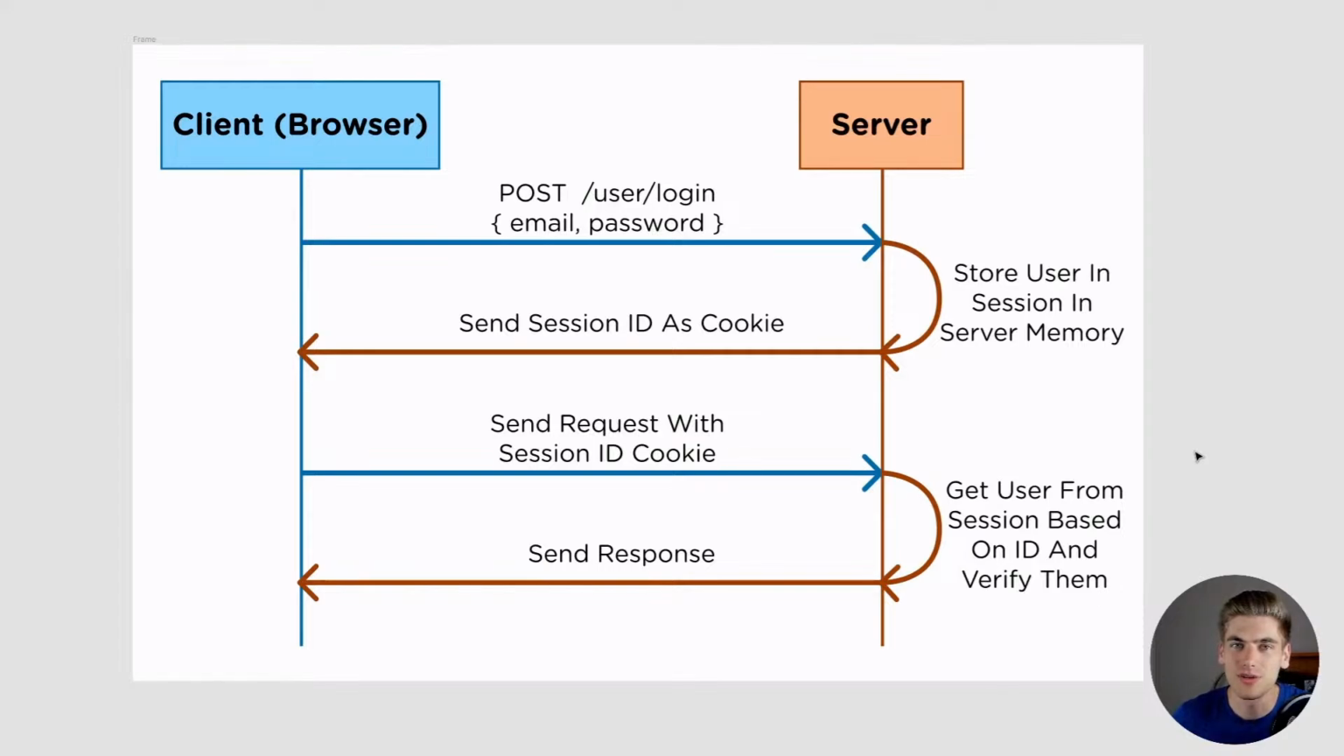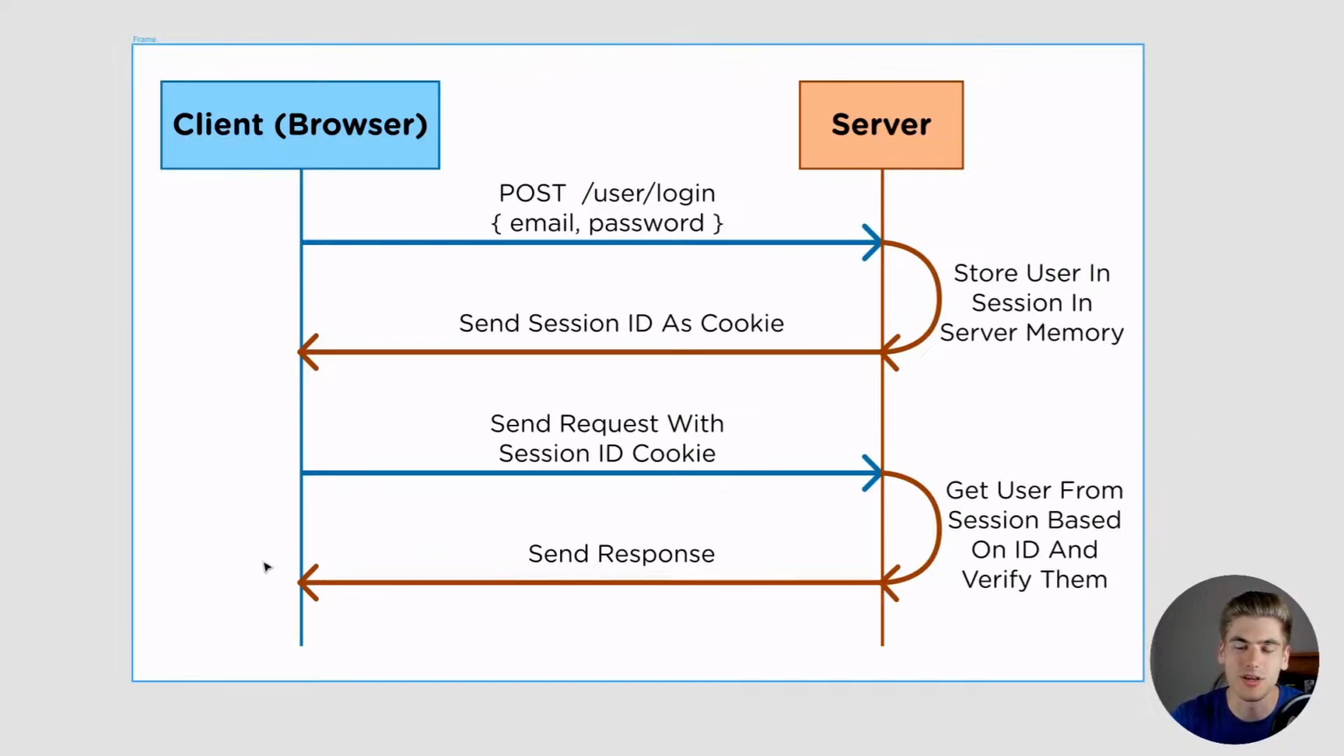If so, then it's going to say this is the user that corresponds with that ID, and it has access to that user because it stored that user in the session memory. So now the application knows this is the user I'm working with. Are they authorized to access this information? If they are authorized, then it sends the response back to the browser saying, okay, everything's good. Here's the information you were looking for.